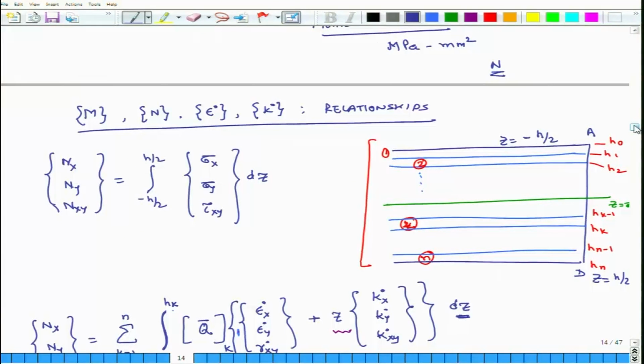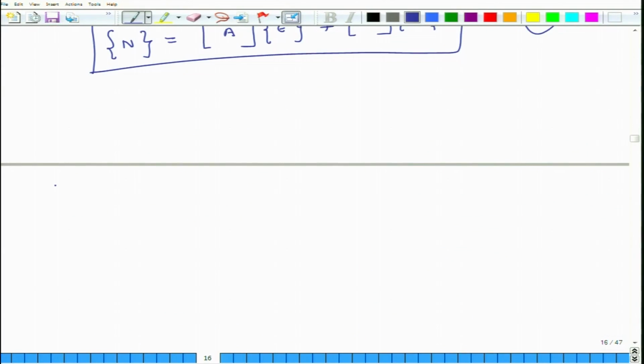Similarly, so these are the relations for n's, right? These are the relations for n's. Similarly, let us see what we can do with the relations for m's. So, these are the relations for force resultants. So, now we do it for moment resultants.